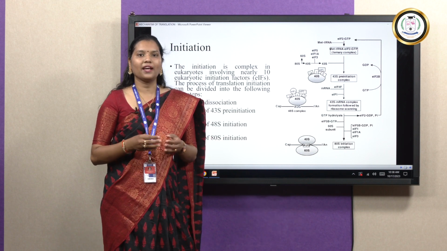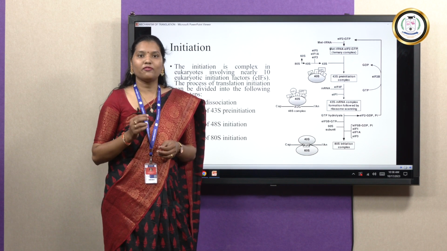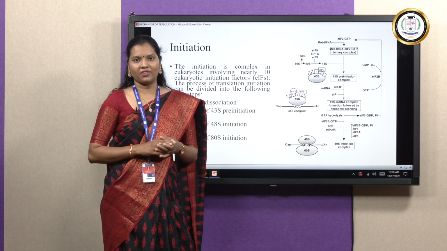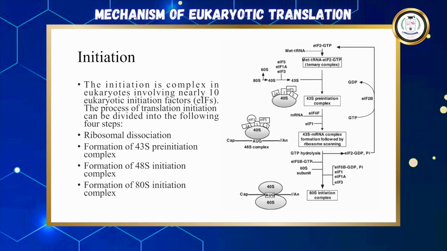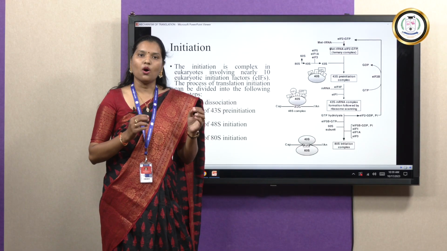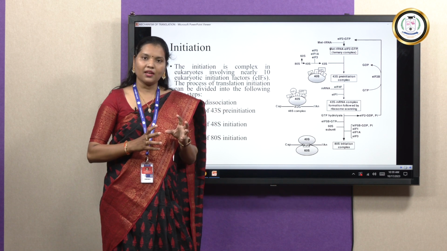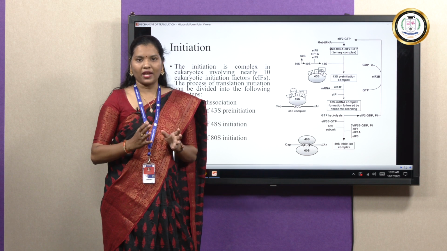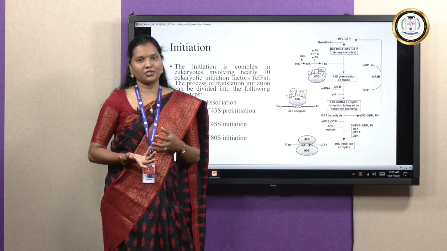This mRNA actually makes a complex with another initiation factor called eIF4F. This 4F is again a complex of 3 more initiation factors, 4A, 4G and 4E. This 4F is basically a cap binding protein which recognizes the 5' capping of the target mRNA and binds to it. So this mRNA is now bound to the initiation factor 4F, and this complex is now ready to join or to make the 48S initiation complex.